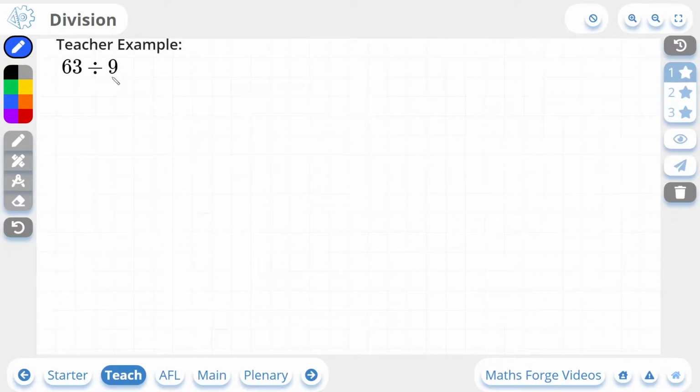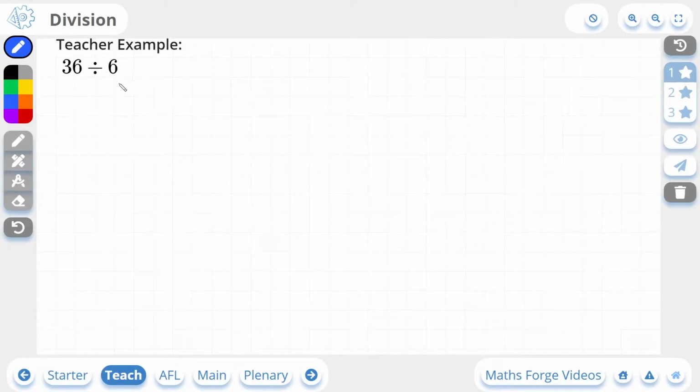So here you can ask yourself, okay, what do I have to multiply by 9 to get to 63? So 9 multiplied by a number gives us 63. If you know your times tables, that number is 7. So 63 divided by 9 should equal 7. We take a look at our answer. There it is.